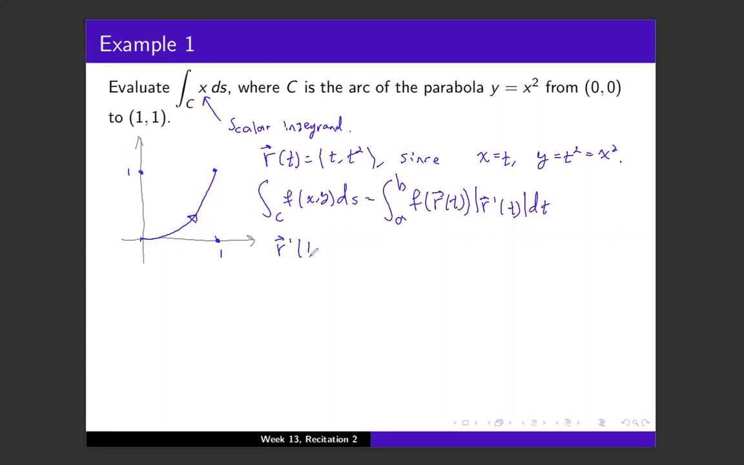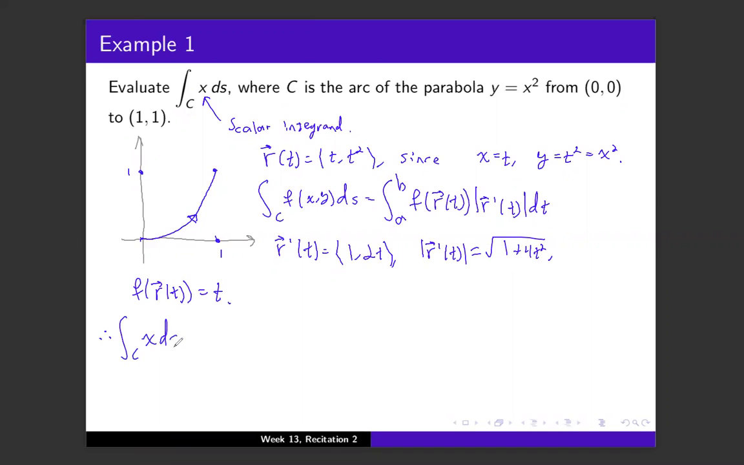Now, in this case, r prime of t is not hard to calculate. R prime of t just comes out to 1 comma 2t. And in which case, the magnitude of r prime of t is the square root of 1 plus 4t squared. And finally, we just need to know what f of r of t is. Well, f of x y is just x, and x is t, so that's just going to be t. So we're pretty much ready to answer this question at this point.